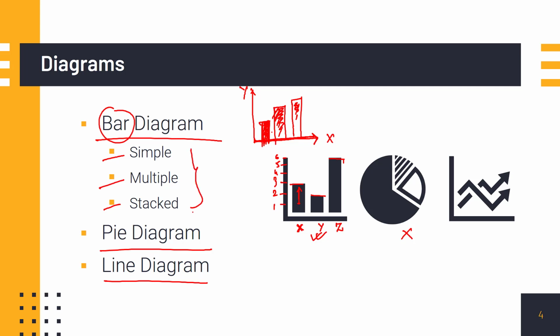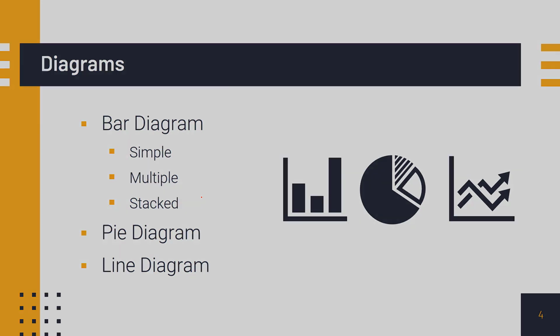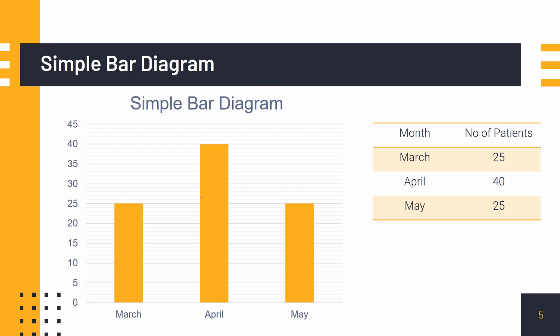So there are three different types of bar diagram: simple, multiple, and stacked. So let's see what a simple bar diagram is. A simple bar diagram is based on a single classification. That means if your data has only one classification, that means it is classified according to only one category, then we use a simple bar diagram. This is just for a visual representation, right?